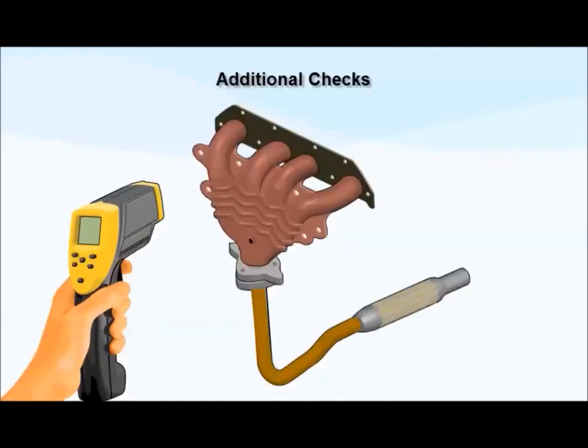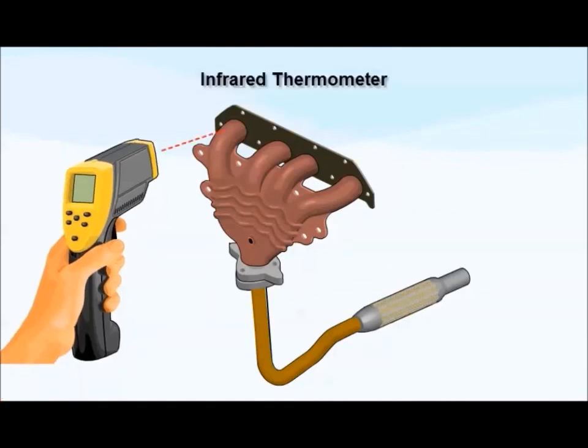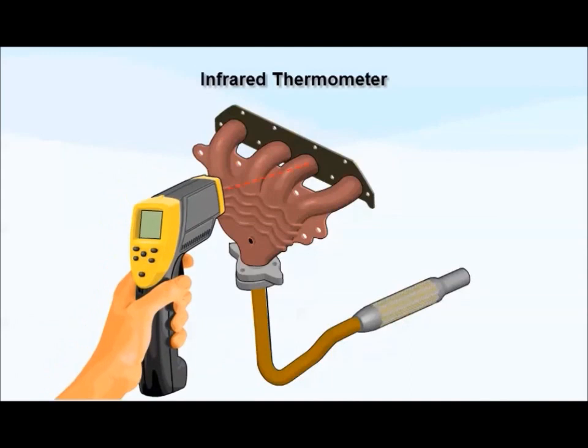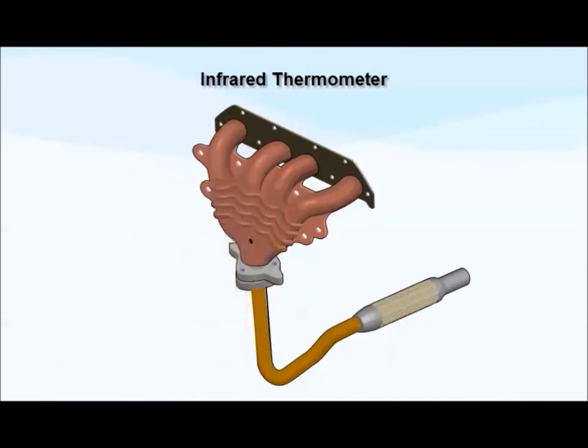A few additional external checks can identify engine problems. First, you can use an infrared thermometer to measure exhaust port temperatures. If this test indicates a significant temperature difference between cylinders, focus your troubleshooting on the cooler cylinder.